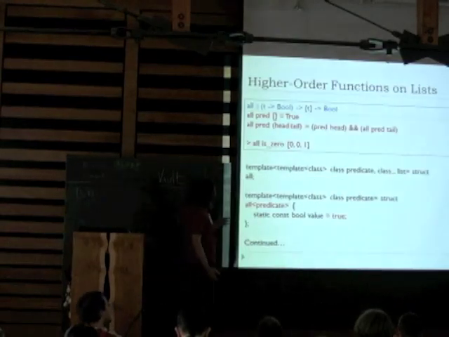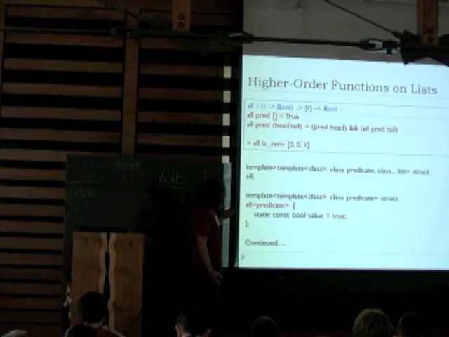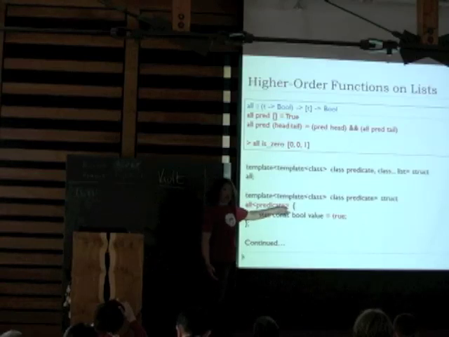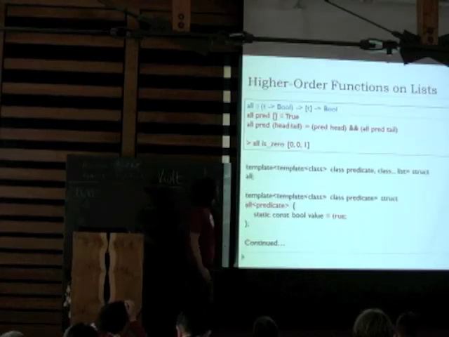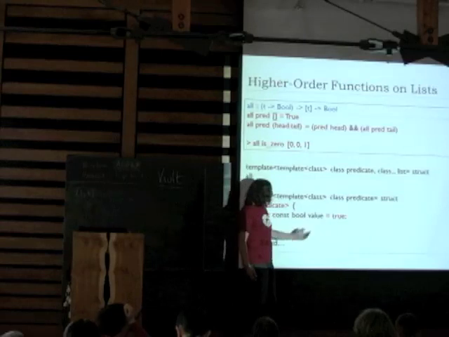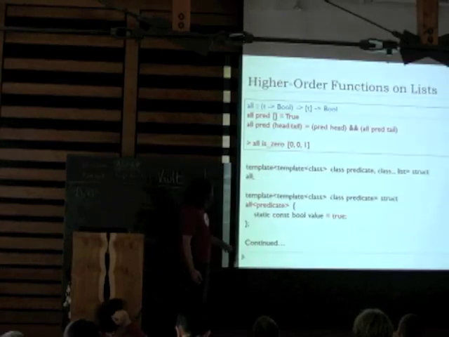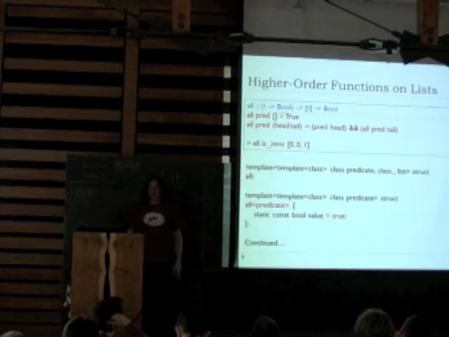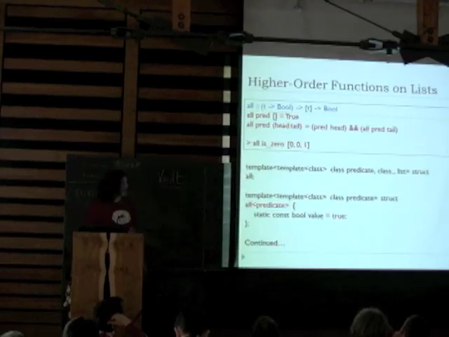So the first specialization will be for an empty list. It still takes a predicate, right? But the list is empty. There's nothing after the predicate. So it will return true, just like in Haskell. You see, the red code? Same as in Haskell. And of course, there's another page of it.